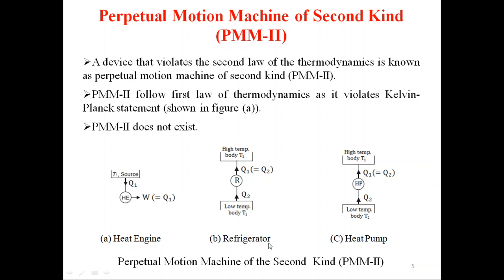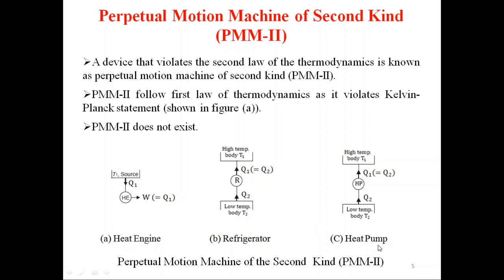In this refrigerator, we are extracting Q2 amount of heat from a low temperature body, and we are supplying Q1 amount of heat, equal to Q2, to the high temperature body. So, in this figure B, we are extracting heat from low temperature body and supplying heat to the high temperature body without any work input. Such a refrigerator is not possible, and it violates the Clausius statement. But it is an example of perpetual motion machine of second kind.